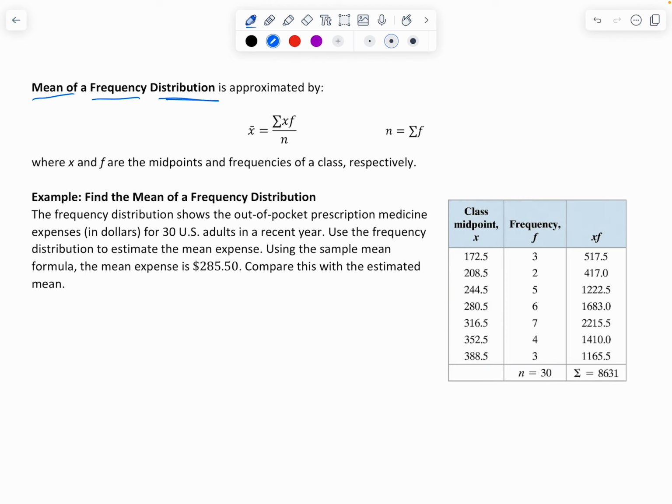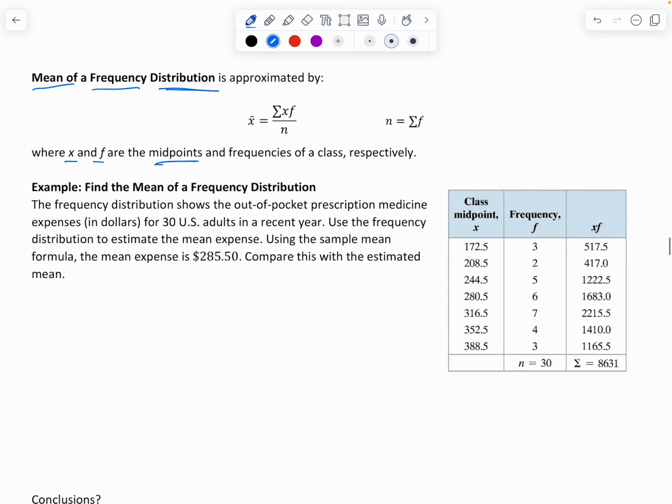So to do that, my x bar is equal to the sum of my x times my frequency divided by n, and n is equal to the sum of all the frequencies, where x and f are the midpoints and frequencies of a class, respectively. So to find the mean of a frequency distribution, the frequency distribution shows the out-of-pocket expenses for prescription medicine for 30 U.S. adults in a recent year. Use the frequency distribution to estimate the mean expense.